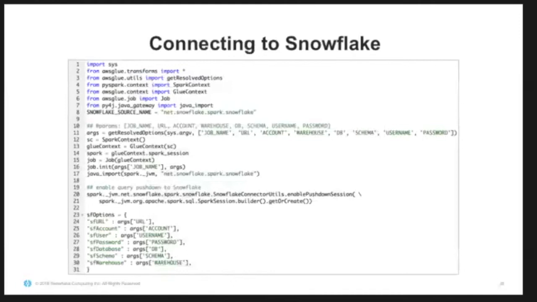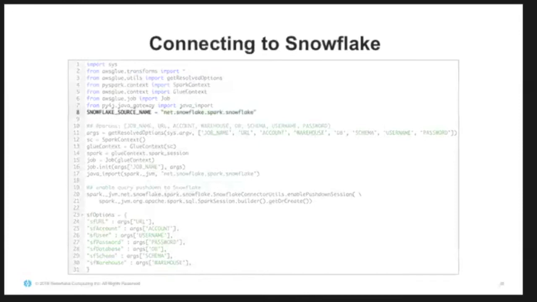I'm not going to go through all of this code, I'm just going to highlight a few pieces. At the top, you're importing all of your Glue and Spark classes. But an important thing for your Spark connector for Snowflake is this variable, Snowflake source name. We'll use that throughout when we connect to Snowflake through our Spark connector.